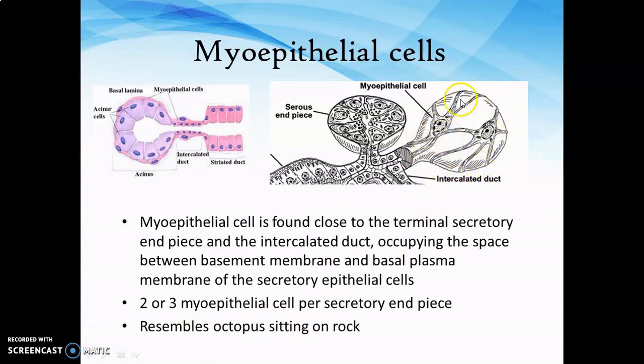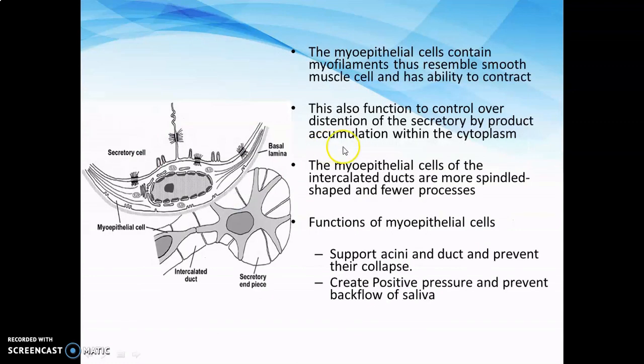It is located on the surface of the acini and they have long processes, thus has a star or stellate shape. But on the surface of the intercalated duct, you can see they have short processes, thus has a spindle shape. Now, what is the role of these cells? Myo means muscle. So these cells contain actin and myosin filaments which have contractile property. That's why they are named so.